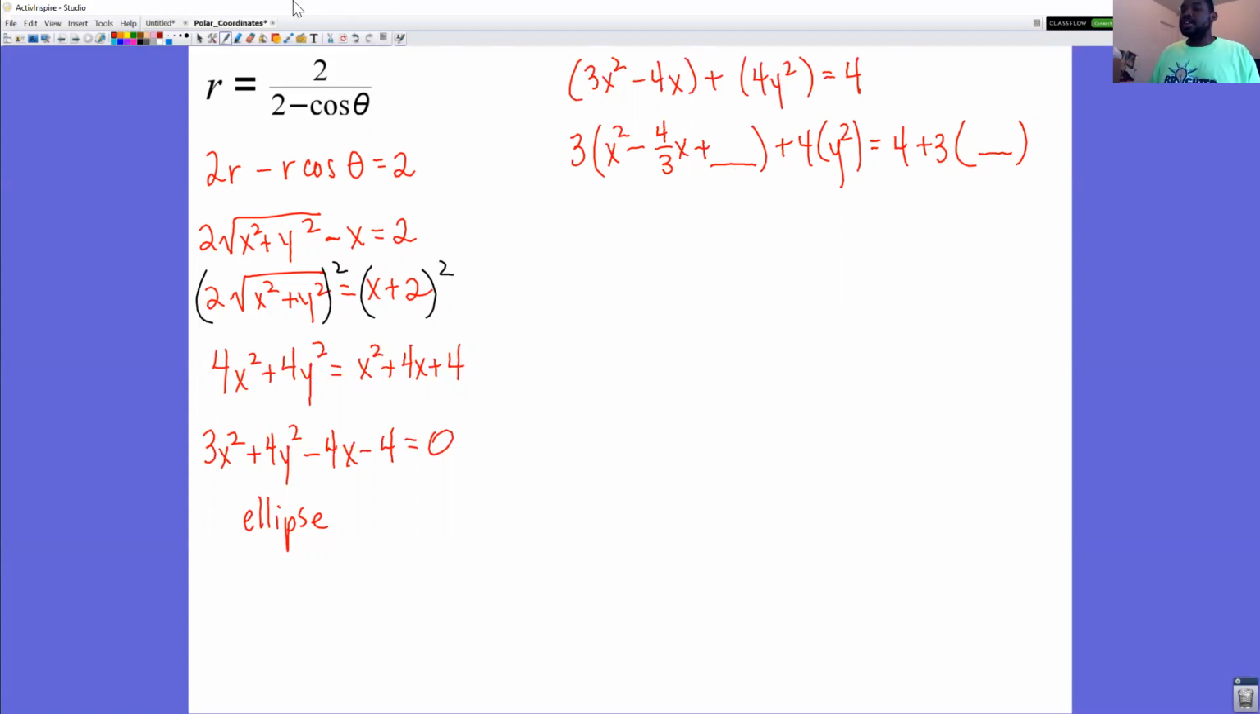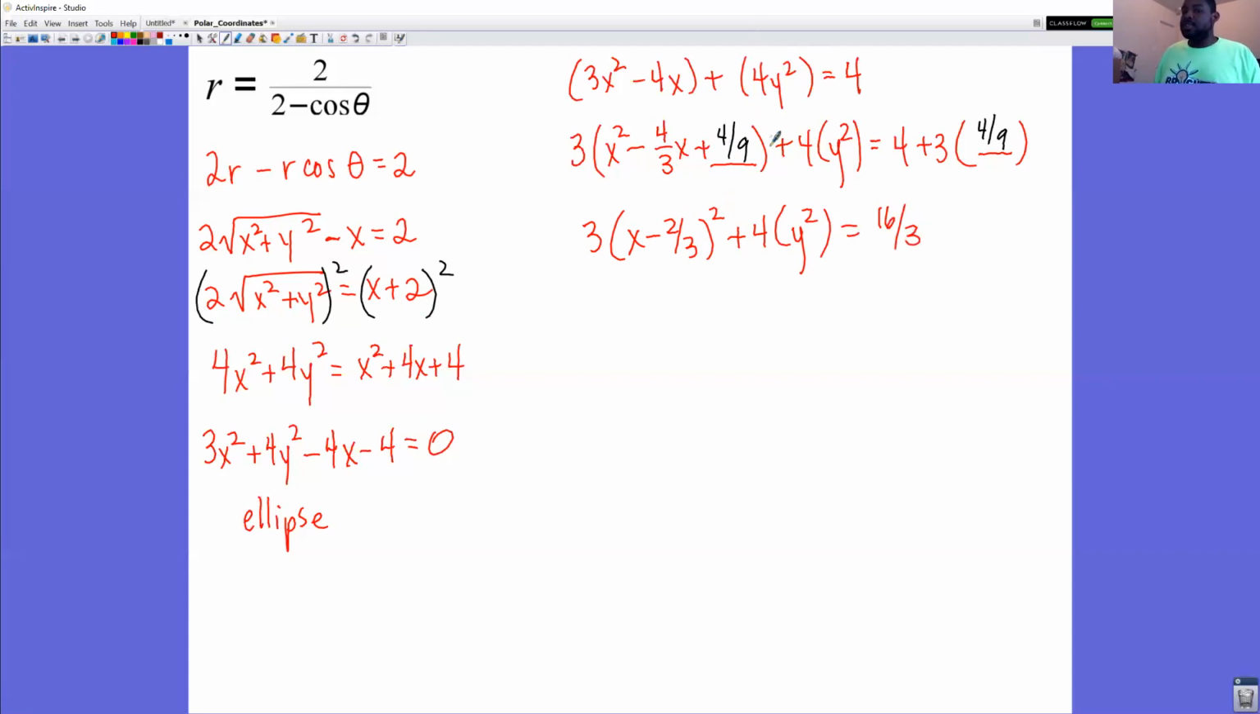So to complete the square, you're going to take half of your middle term. So we're going to take half of -4/3, which is -2/3, and we're going to square -2/3, which is 4/9. So we add 4/9 in this blank here, and we're going to add 4/9 over here. And then we're going to factor. So we got 3, and factoring this expression gives us x -2/3 all squared plus 4 times y squared equals 16/3.